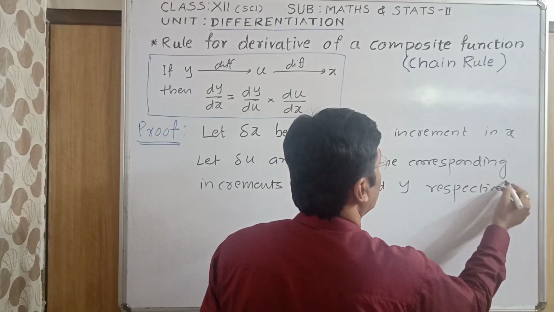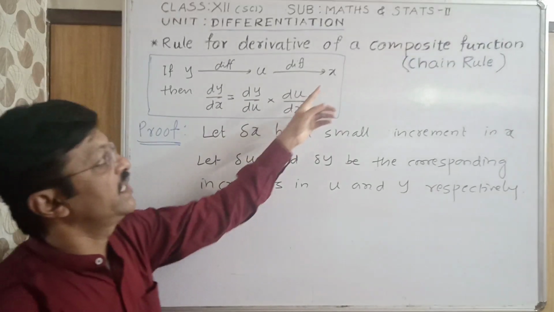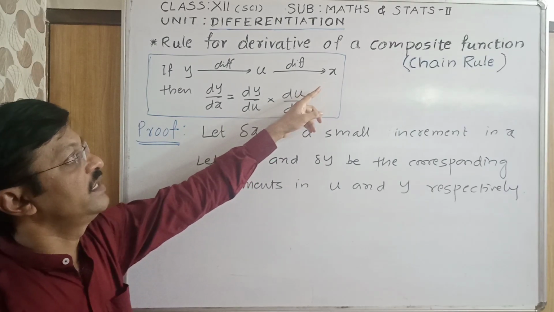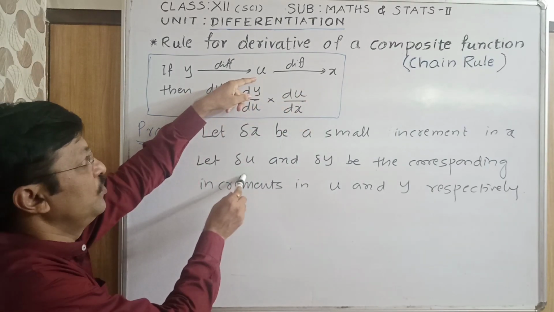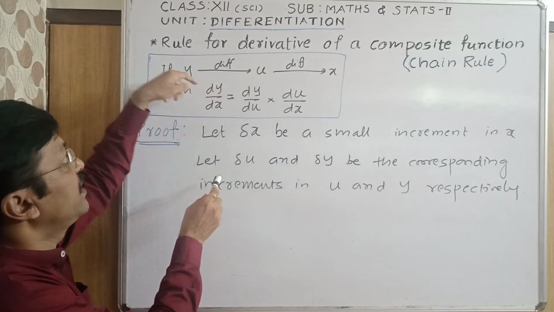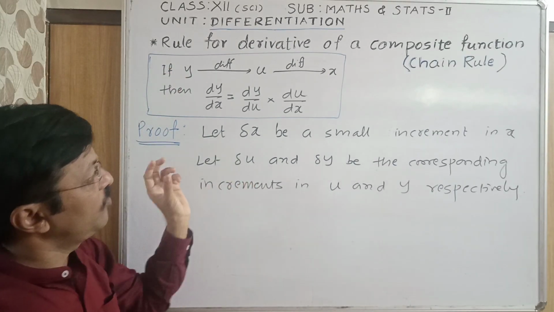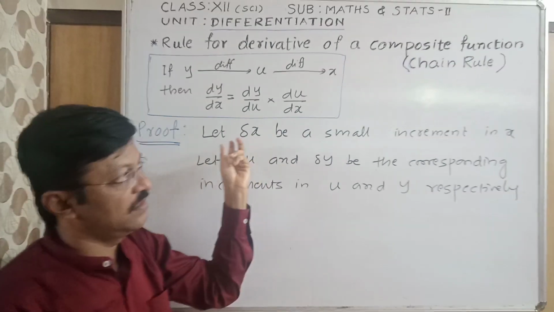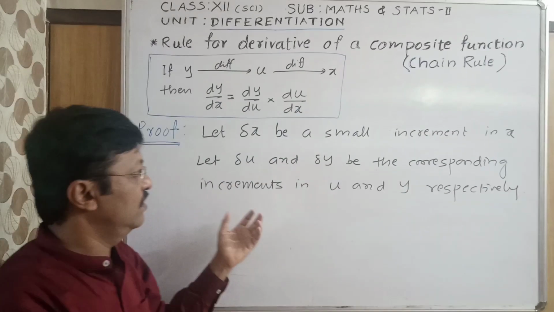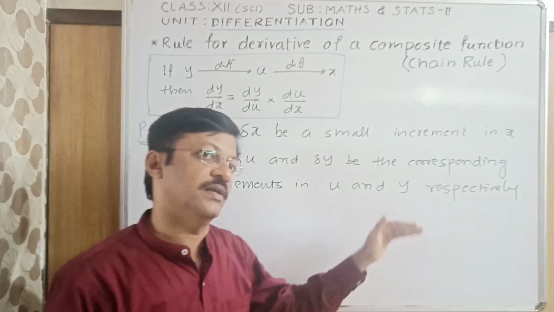So let us see what we have written here. Let delta x be a small change in x. Due to that small increment in x, there is a small increment delta u in u. Due to this increment delta u in u, there is an increment delta y in y. If you take delta x very small, then delta u will also be small and delta y will also be very small. We shall use this argument later in this proof.